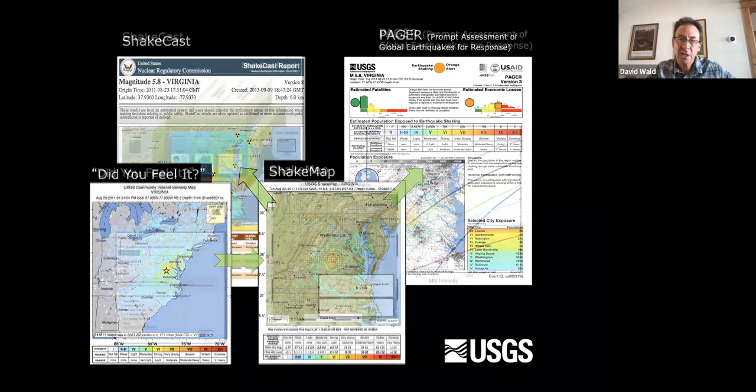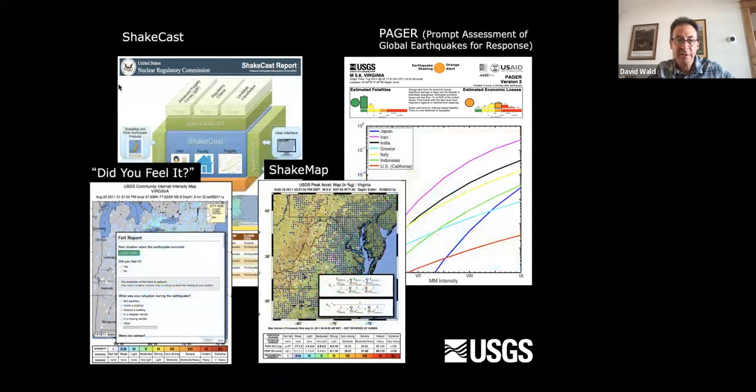And these systems, they're different beasts. Did You Feel It is basically a citizen science tool. The ShakeMap is basically a geospatial tool where we're getting seismic stations and we're interpolating the information from the stations to get the best estimate of the shaking. And then PAGER is more or less an engineering tool where we look at the vulnerability of buildings and the societies around the world. And ShakeCast is also kind of an engineering tool where we look at the individual vulnerabilities of structures, infrastructure, bridges, and other critical facilities.